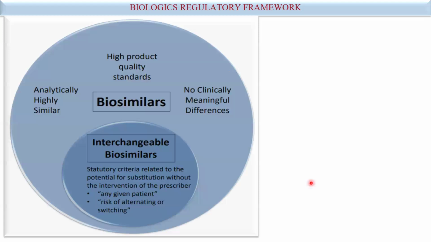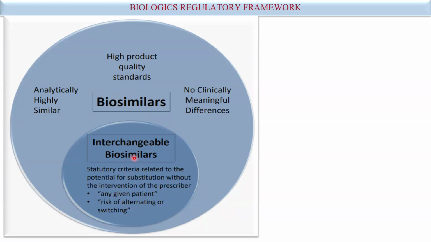Yeah. So now taking the quality data. What are we developing for the biosimilars? Analytical, highly similar, and the same data applies for interchangeable. High product quality standards, the same thing applicable for the interchangeable. No clinically meaningful differences for the biosimilars, the same thing applicable for the interchangeable. But for interchangeable, it is a separate zone: additional studies are to be given in patients, and the risk of alternating, that is the switching studies, is to be conducted.